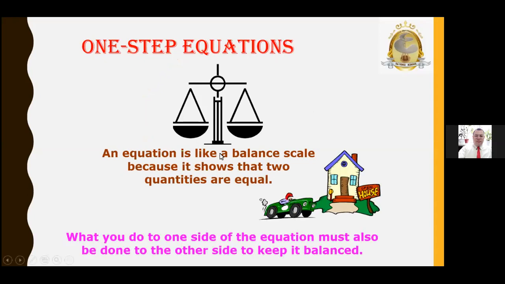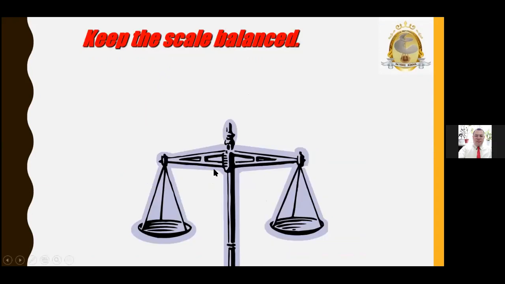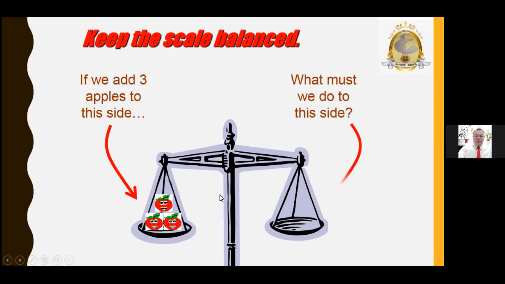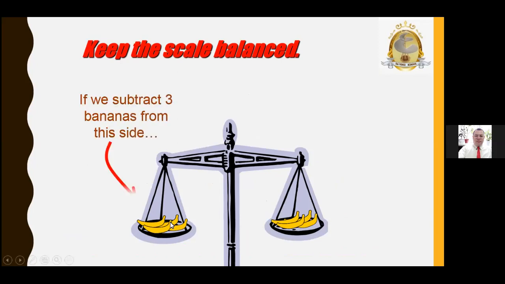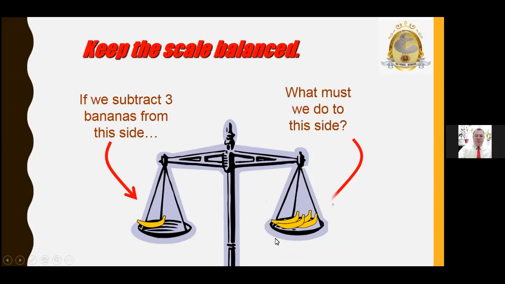And always remember that if you do something on one side, you have to do the same on the other side. Like this one, for example. Here, if we added 3 apples to one side, we have to add the same amount of apples to the other side. And also, if we subtracted 3 bananas from one side, we have to subtract the same amount of bananas from the other side.